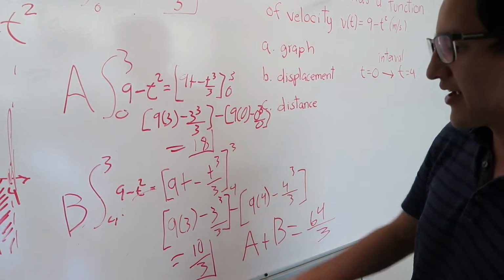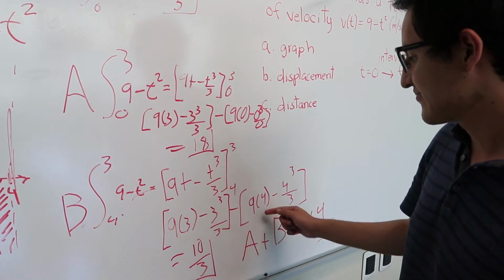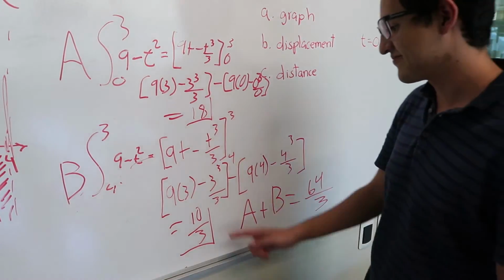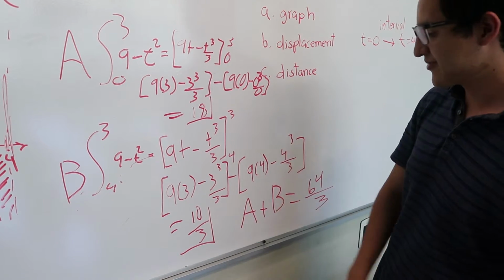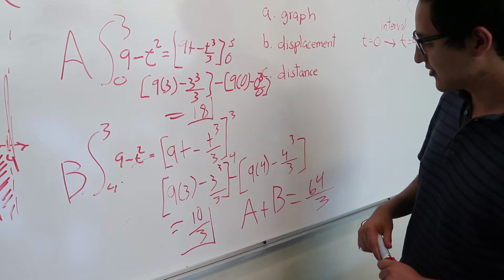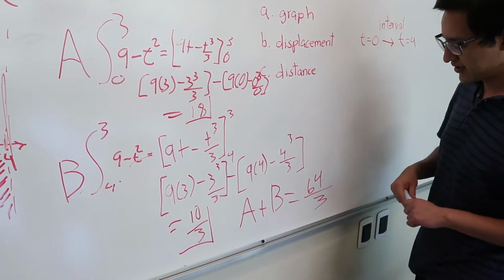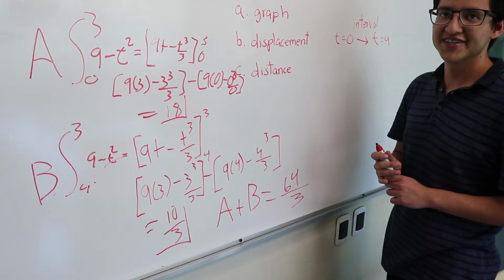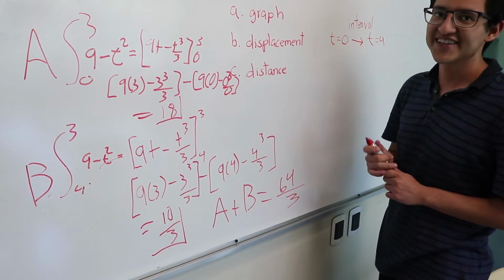It is 18. Then we do the same here, the 3 here and 4 here. The result is this one, and we just sum both results, and we have 64 over 3, which is the total distance.